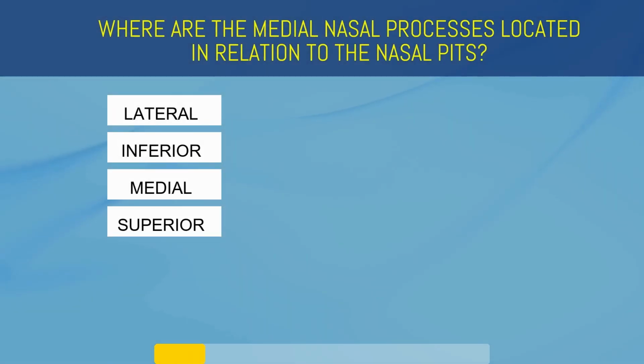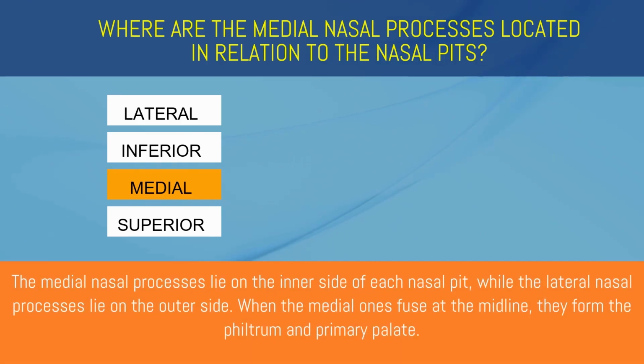Where are the medial nasal processes located in relation to nasal pits? Lateral, inferior, medial, or superior? Medial. The medial nasal processes lie on the inner side of each nasal pit, while the lateral nasal processes lie on the outer side. When the medial ones fuse at the midline, they form the philtrum and primary palate.